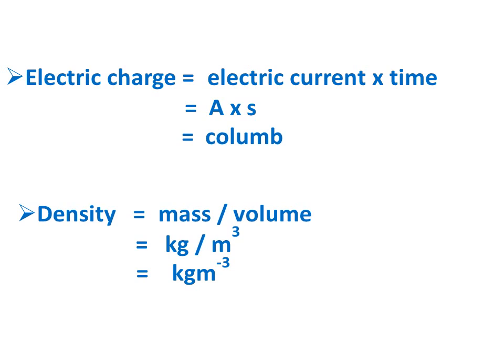Density is equal to mass by volume, that can be written as kilogram by meter cube. This can be written as kilogram per meter cube.